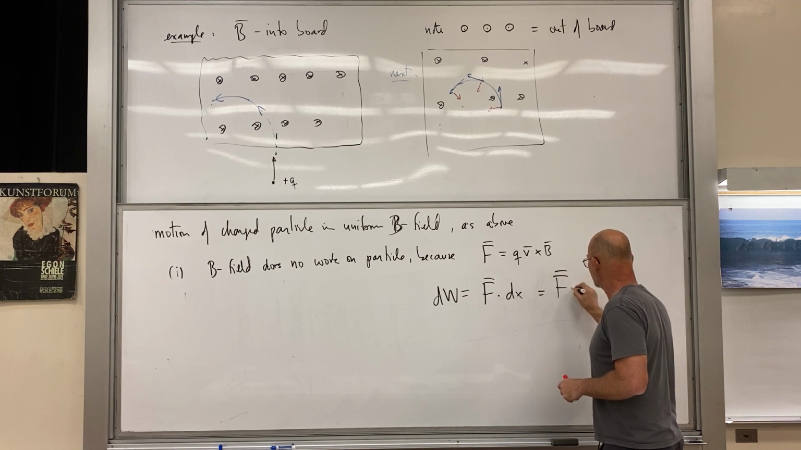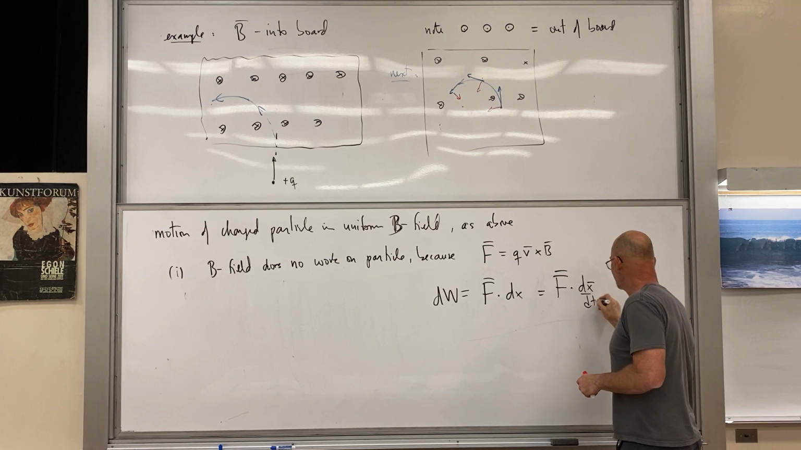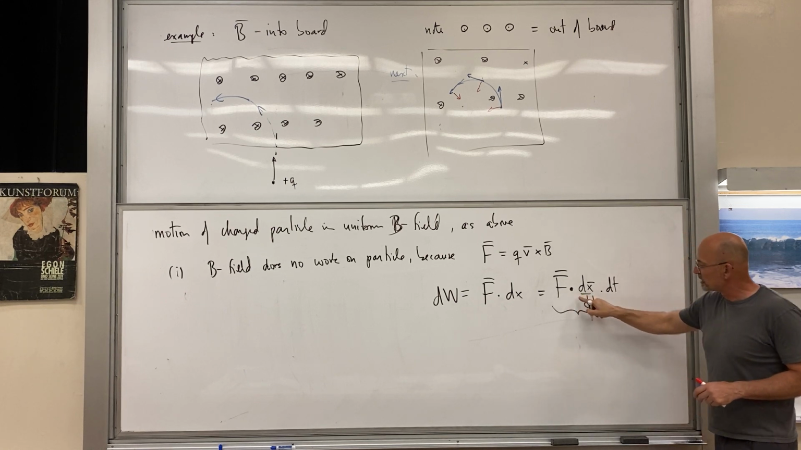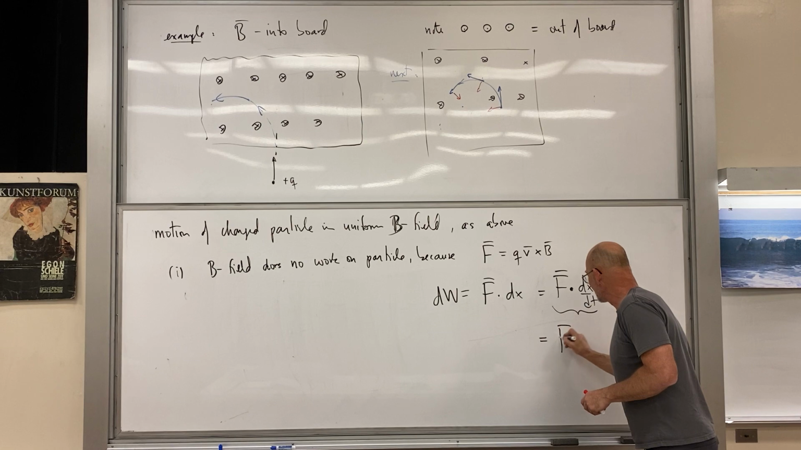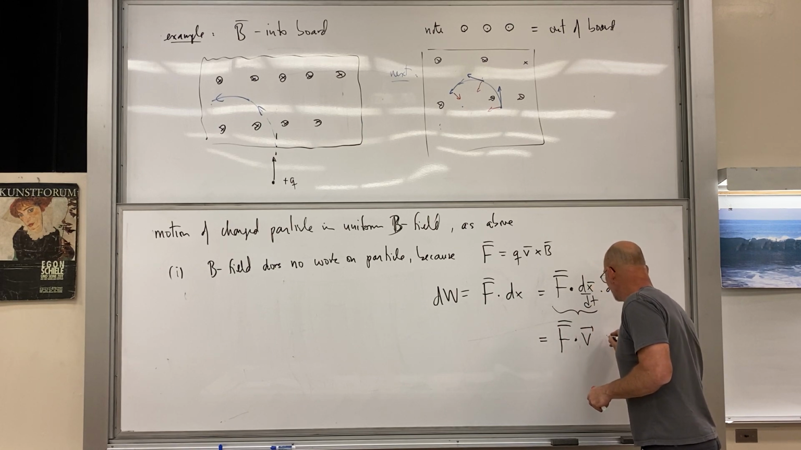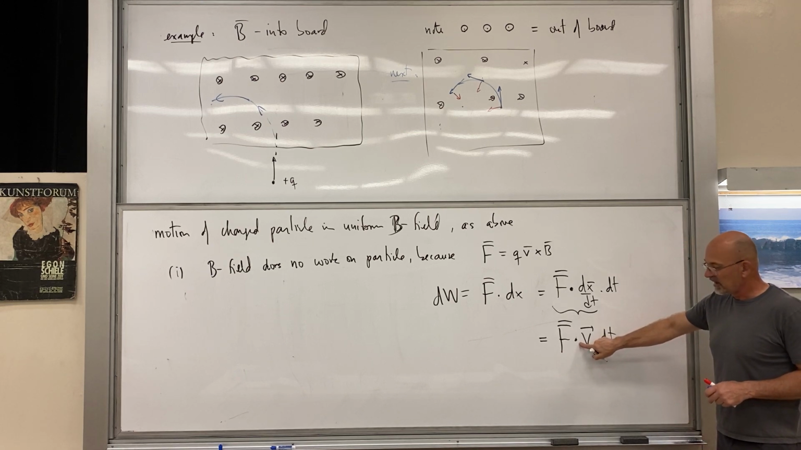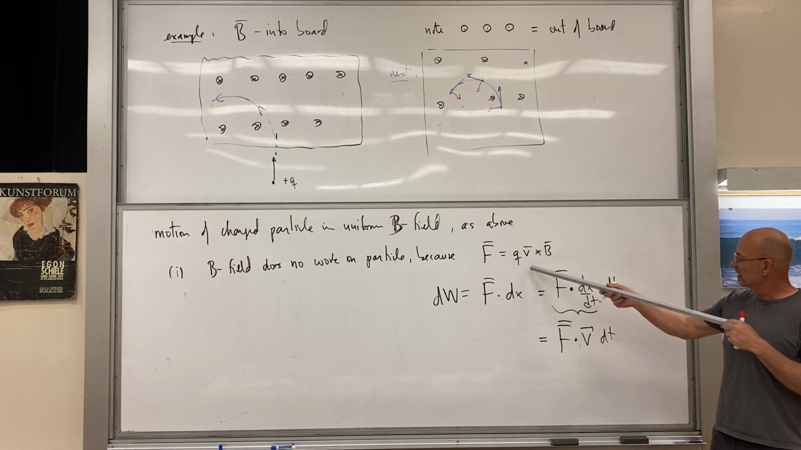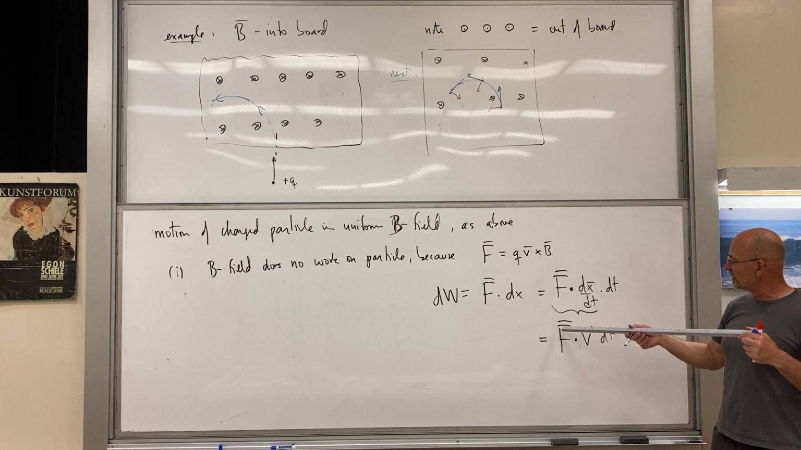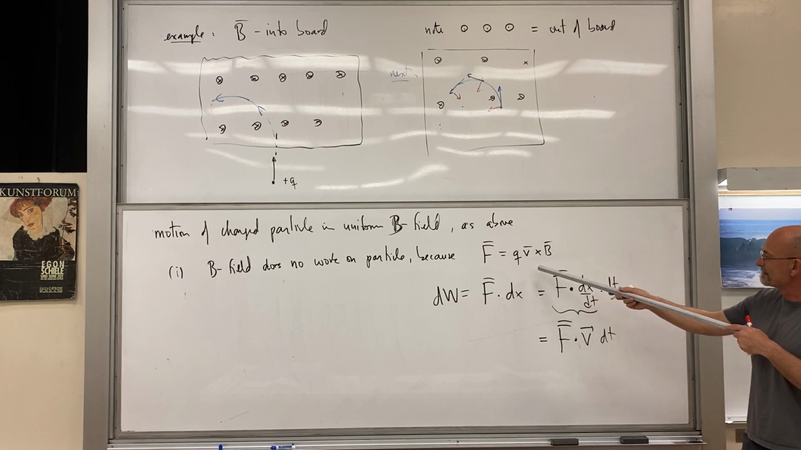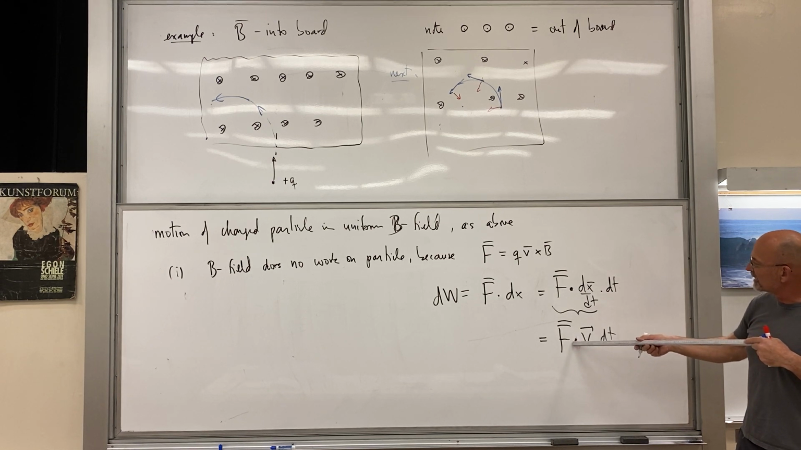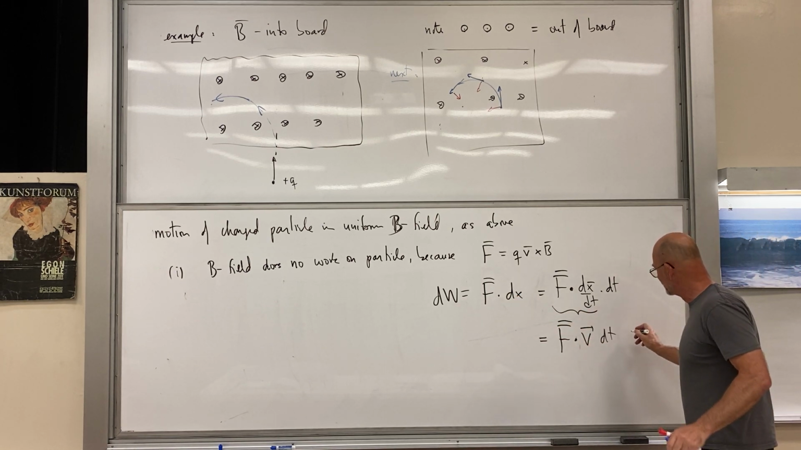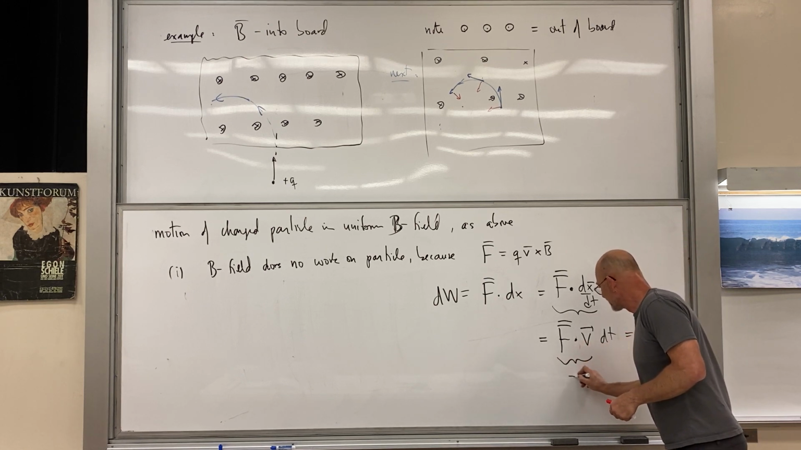Equals F dot dx/dt times dt, okay? Now this is F dotted into V times dt, and if you do a dot product with this V here, because V and F are perpendicular, then you're going to have a dot product equaling 0, so dW is equal to 0. Okay, because that's equal to 0 right there.